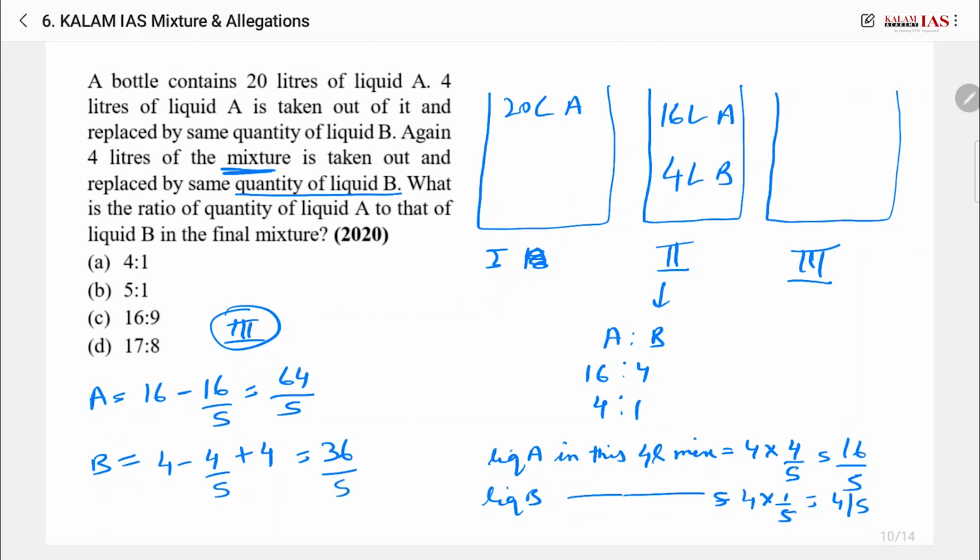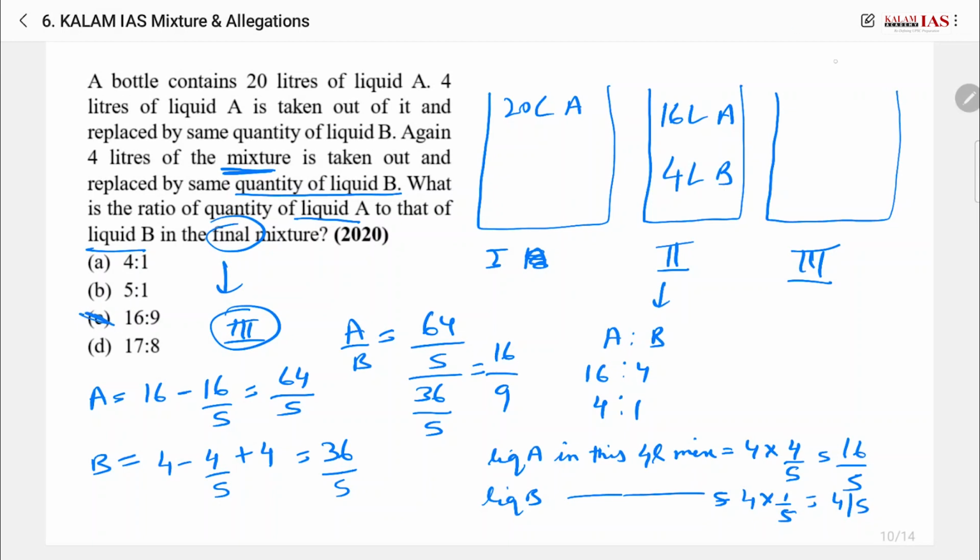so this will be 36 is to 5. Now they are asking what is the ratio of quantity of liquid A to that of liquid B in the final mixture. The final is the third scenario, so A is to B will be 64 by 5 divided by 36 by 5, it comes out to be 16 by 9, option C.